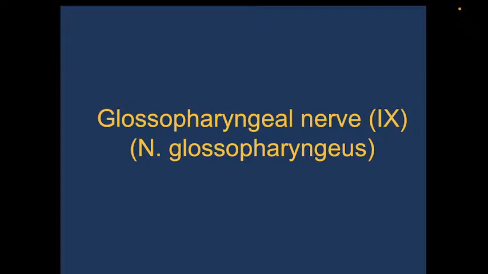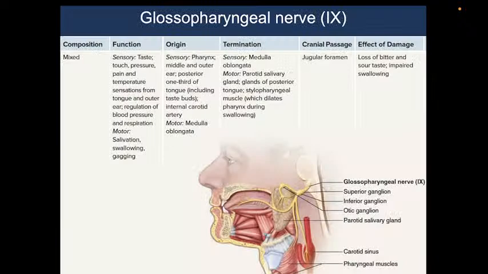Glossopharyngeal nerve, number 9. As you see from the name of this nerve, it is responsible for the tongue innervation as well as the pharyngeal. The glossopharyngeal nerve is a mixed cranial nerve, and it innervates the tongue and pharynx mostly. The glossopharyngeal nerve has mixed fibers, sensory, motor and parasympathetic, but sensory fibers are most abundant.